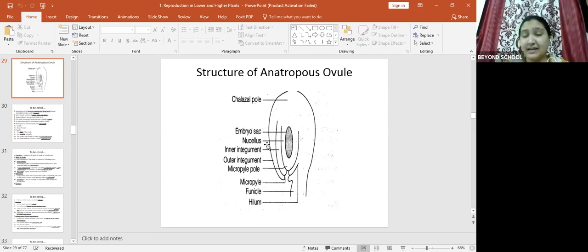When the embryo sac is at a younger stage, we call it a nucellus. All right, and this nucellus is at quite a functional stage, because in this embryo sac we have different types of cells, which we are going to study soon in the female gametophyte, that is antipodal cells, egg cell, synergids, polar nuclei.